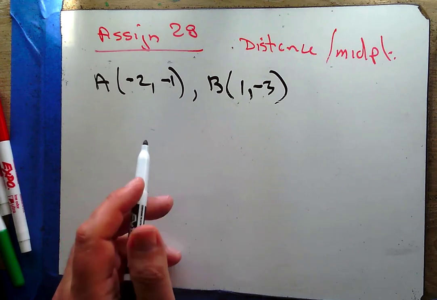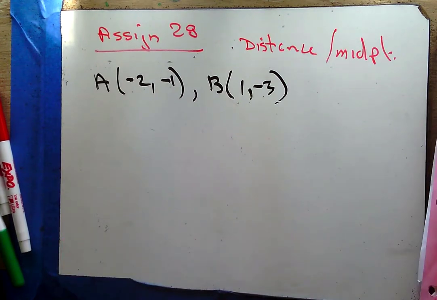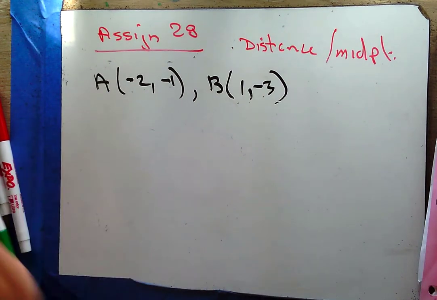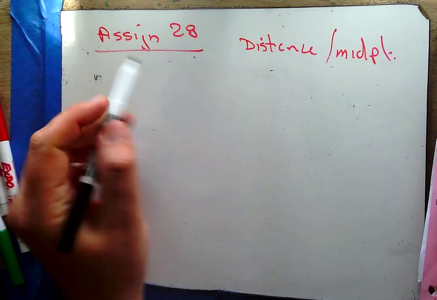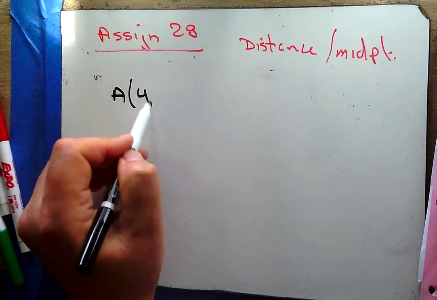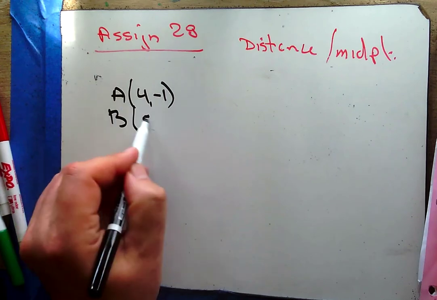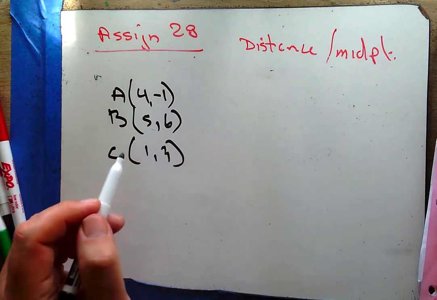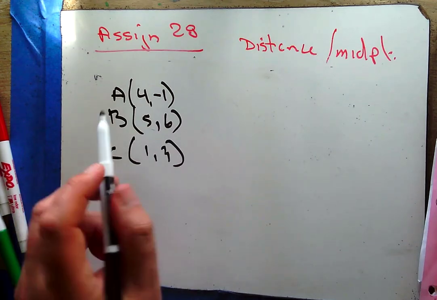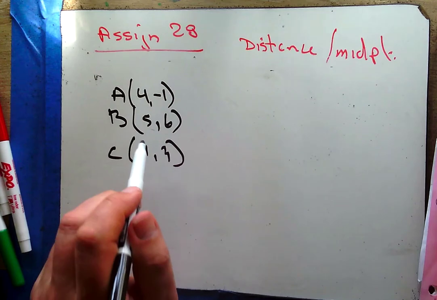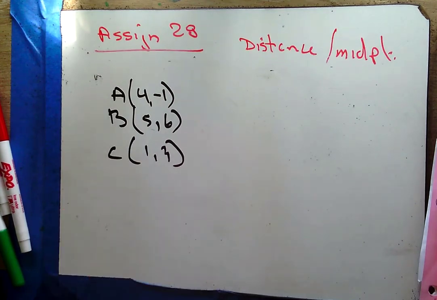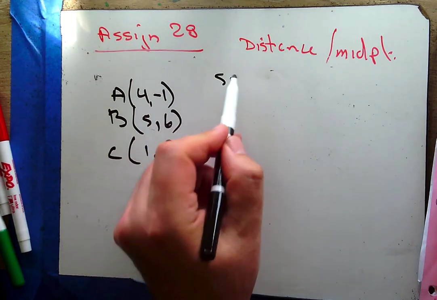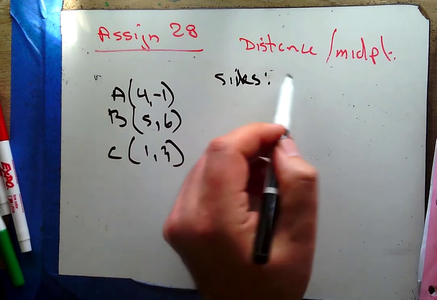Okay, so we said we would be applying these things as well. And so now what I'd like to do is give you 3 points. A is 4, -1, B is 5, 6, and C is 1, 3. And my question for you is, if these are the vertices of a triangle, what kind of triangle do we have? So remember, we can classify a triangle by its sides.